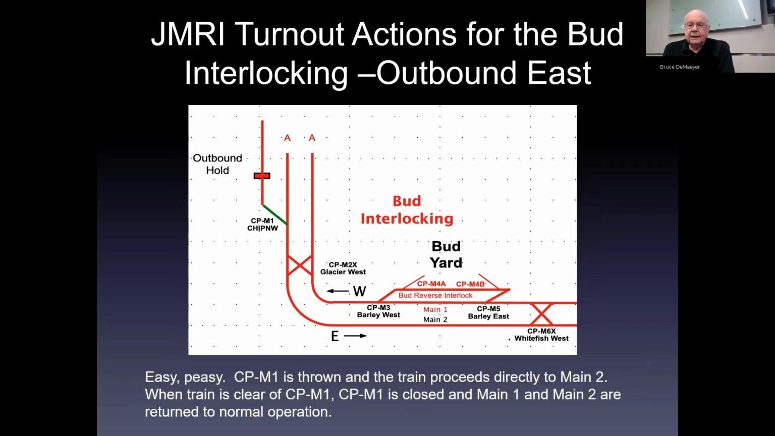Outbound east is easy peasy, okay? Because you come out of the outbound hold onto main number 1, main number 2, and main number 2 is in eastbound direction. So all you really have to do is throw CPM1 and you're ready to go. But you still have to operate the absolute stops on the track so that you don't have another train colliding with you because of the fact they're in there running. And that was my point earlier about the fact that that absolute stop is very important.